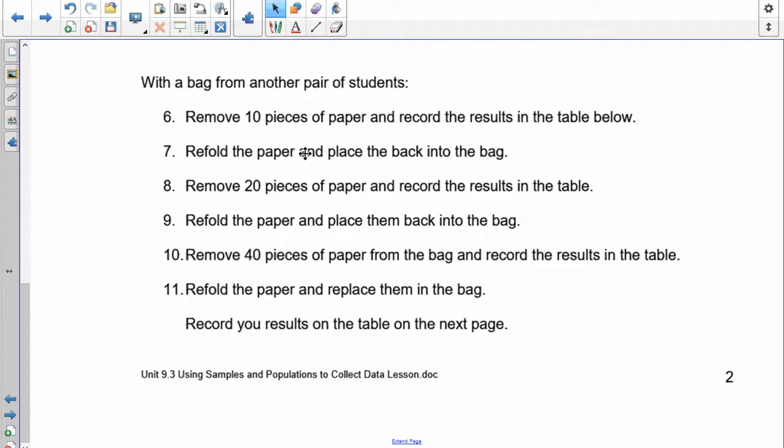Then I want you to refold the paper, put it back in the bag, shake it up, and now I want you to remove 20 and record how many females and males you have. Then fold them all back, put them in the bag. Then I would like you to remove 40 pieces of paper from the bag and record the results in the table on the next page. Okay, once that's all done, you can just set them aside.